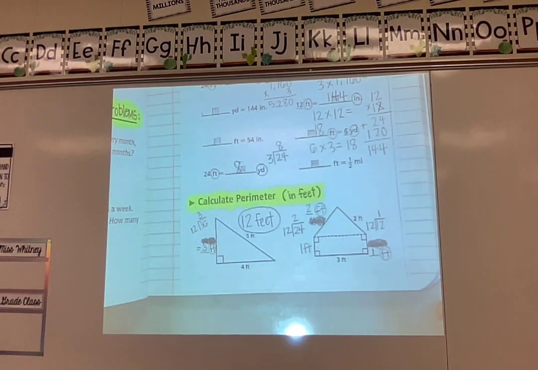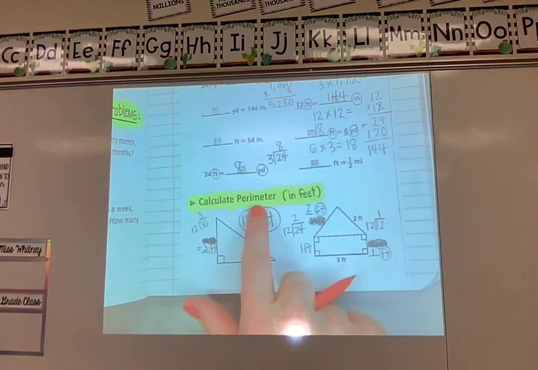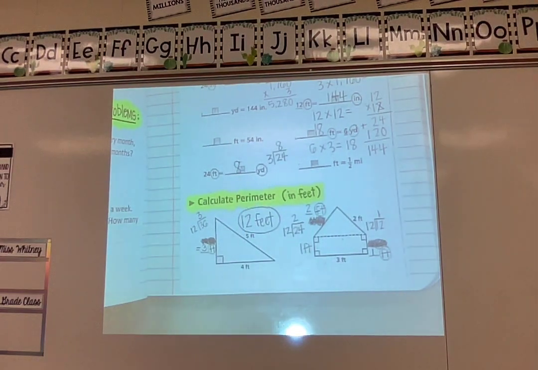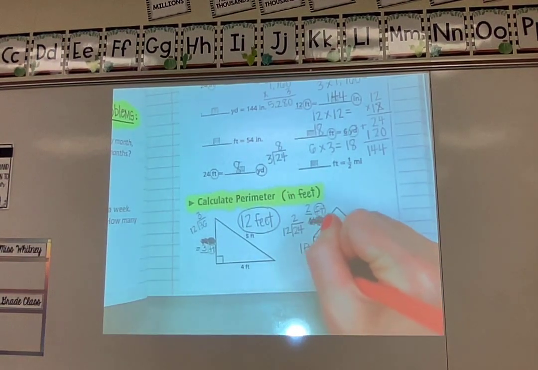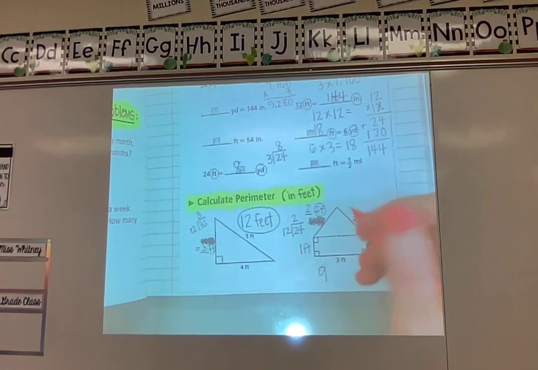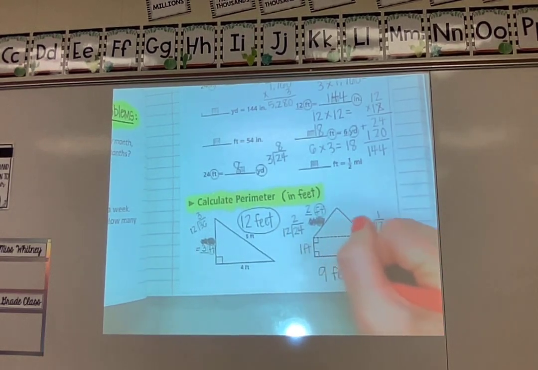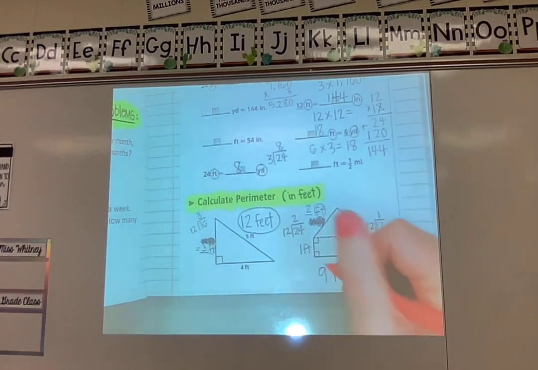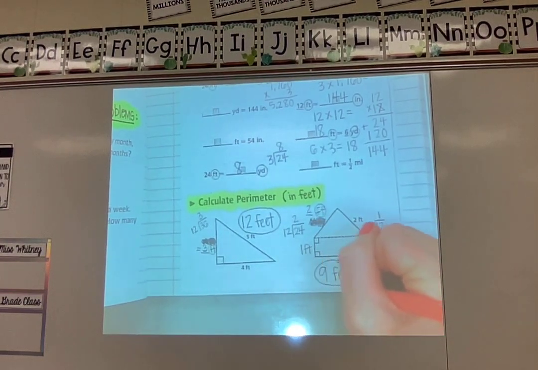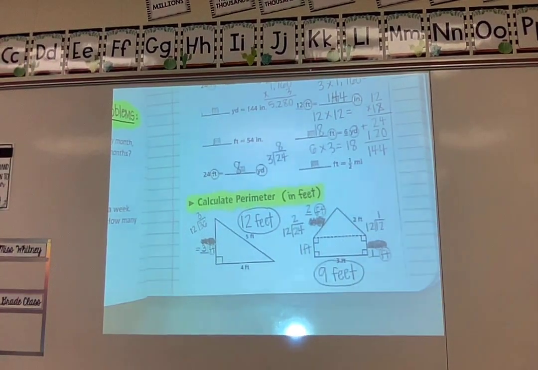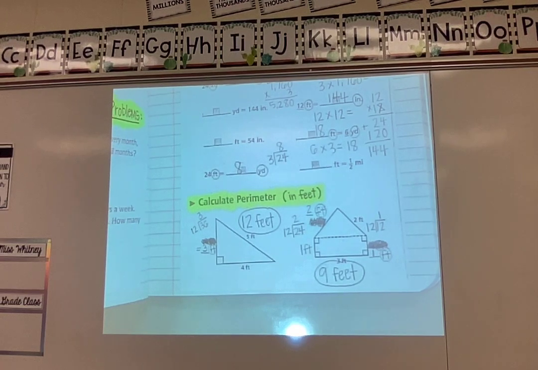Now they all match and they all have a measurement, so I'm going to add them up to get the perimeter of this shape here. So 2 and 2, that would be 4. 5, 6, plus 3 would be 9. So the perimeter of this triangle rectangle combination is 9 feet. Remember, the adding part is easy for the perimeter. It's making sure that all of my measurements match before I do so, that we are practicing.